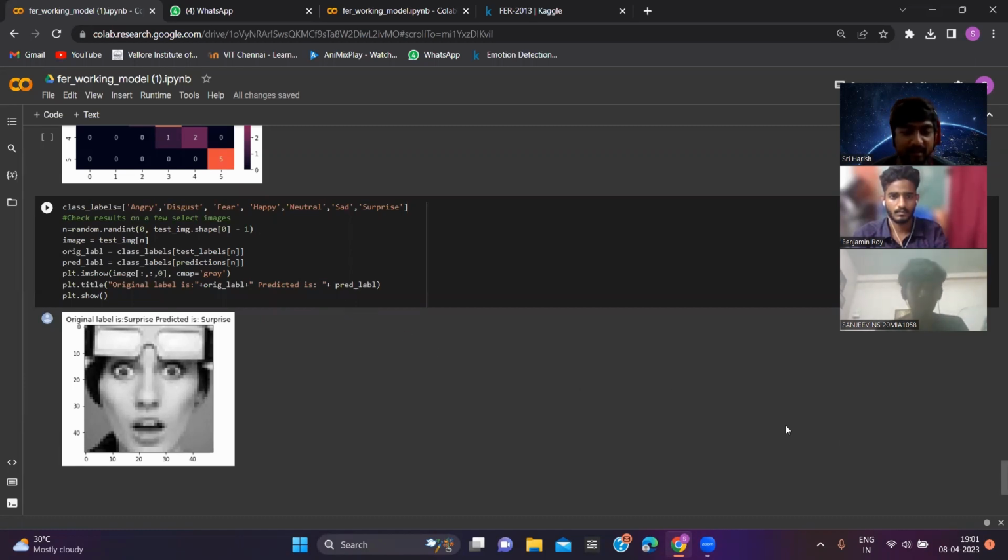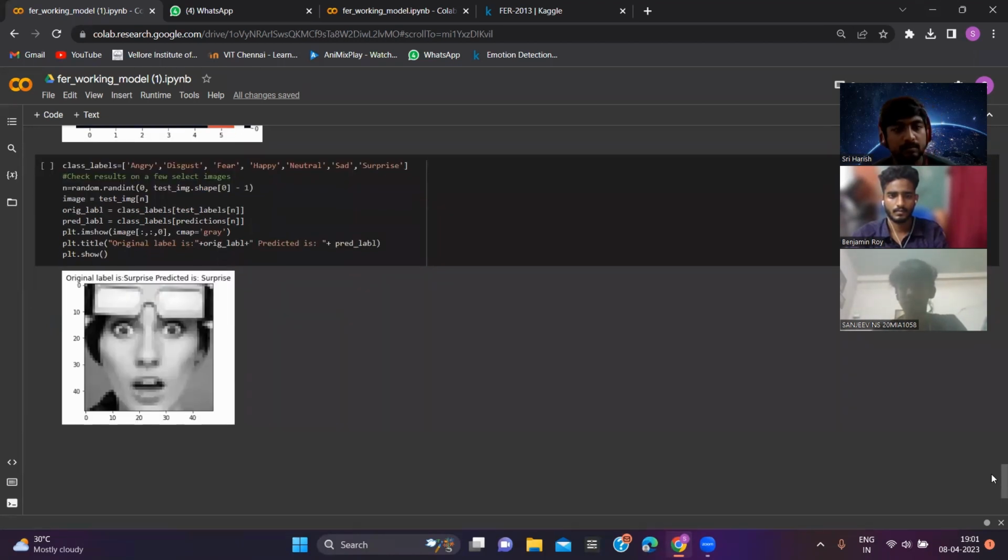Yeah, we can see that we have plotted the image we have predicted. Actually, the image is surprise, and we predicted surprise. So this model has around 78% accuracy, and this can be used in many places to understand emotions. So thank you for giving us the opportunity for doing this. Thank you.